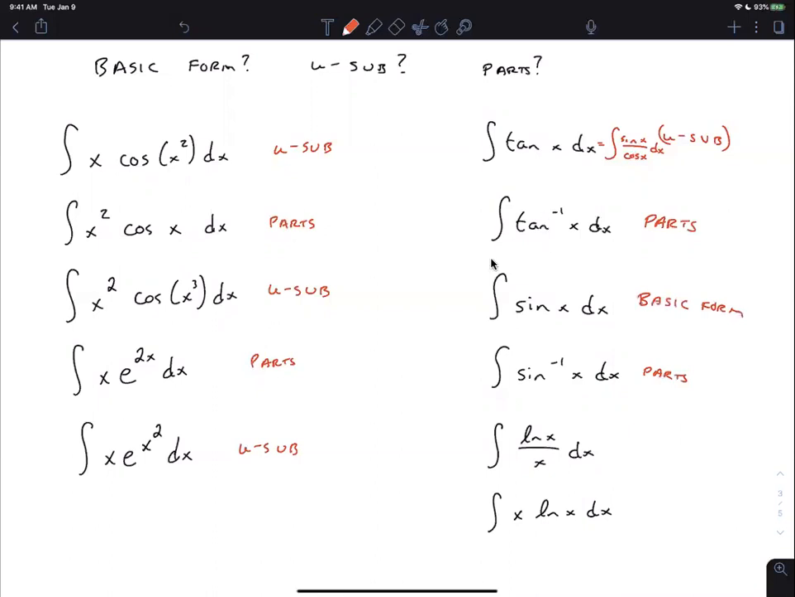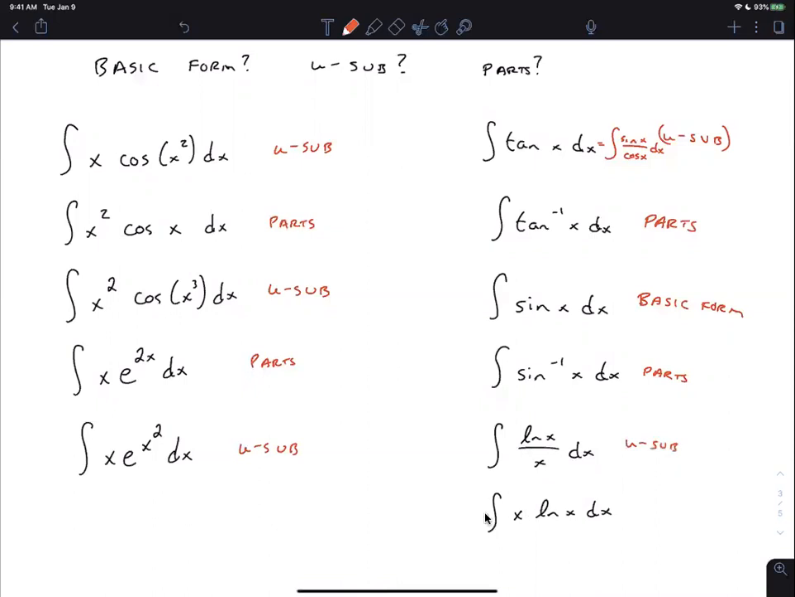And then, okay, what about log x over x versus x times log x? Any ideas? Log x over x is U sub. What would U equal on log x over x? U would equal ln of x, and du would equal 1 over x dx, which is sitting in the bottom.